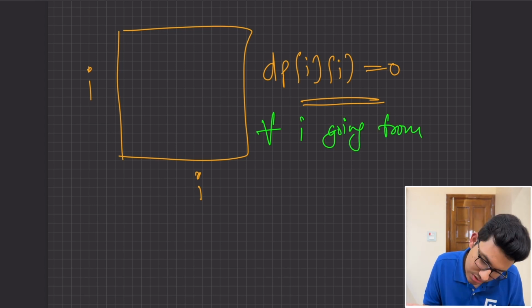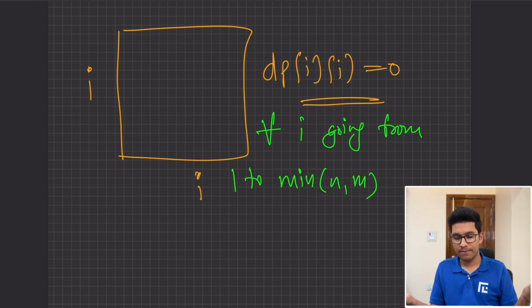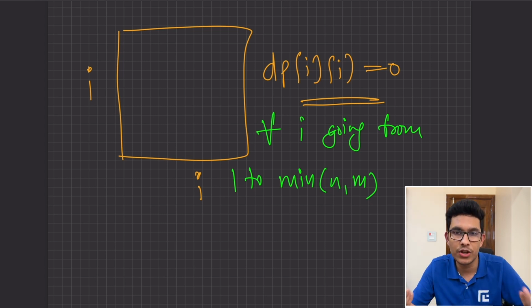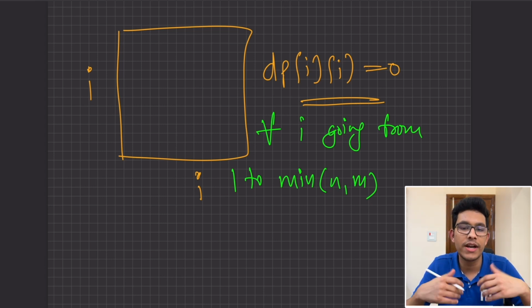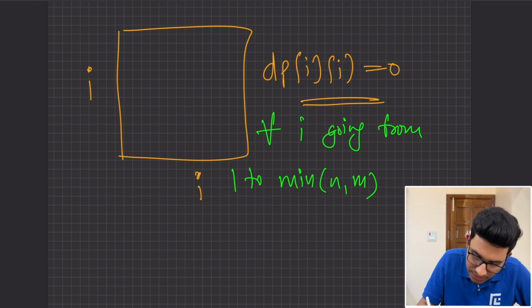Going from, let's suppose, a minimum of 1 to minimum of n comma m, okay? For all dp of i comma i, it is going to be just 0. You don't have to make any more cuts to convert it into squares because it is already a square, right? What is going to be your final subproblem? This was the base case.